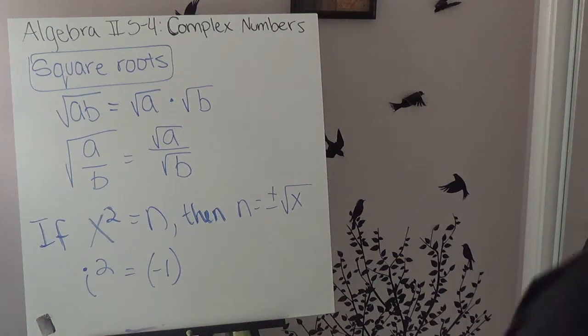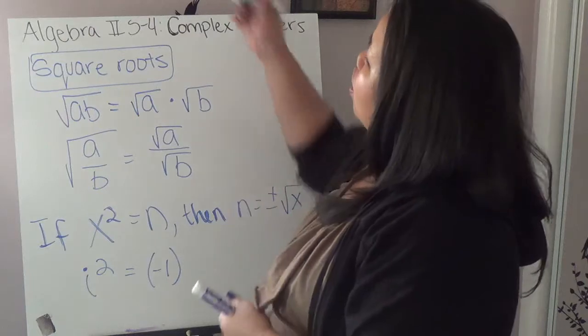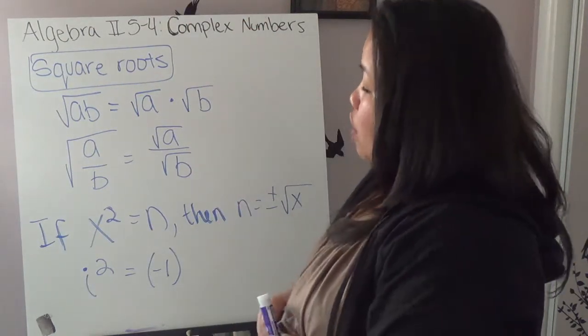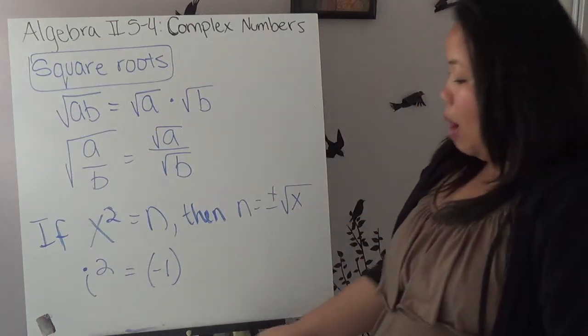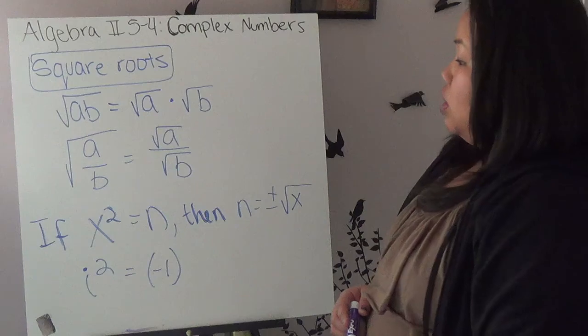Algebra 2, Section 5.4, we're dealing with complex numbers. So these complex numbers include square roots. Now before we can go into the square roots, we've got to review some of the properties that you went over in Algebra 1, and then some new ones.